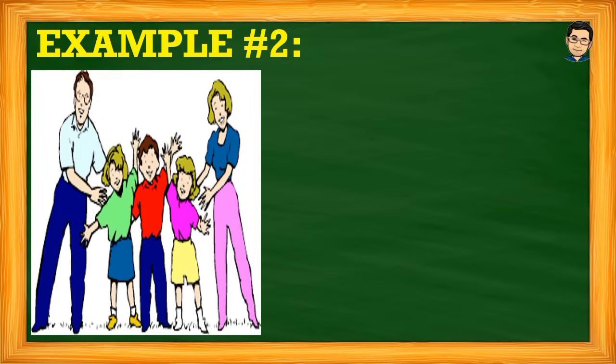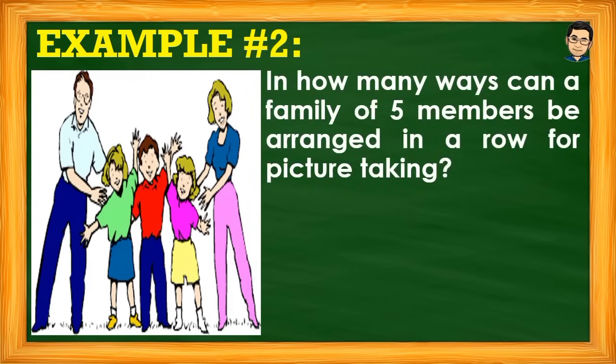Next example naman, so as you can see, meron po tayo dyan, family picture. So meron tayo 3 children, 1 father, and 1 mother. So the question is, in how many ways can a family of 5 members be arranged in a row for picture taking? Okay, so kung magpapapicture po yung ating family na yan, na may 5 members in a row, ayan, nakaayos po sila in a row, in a line. Okay, so in how many ways can they take pictures?